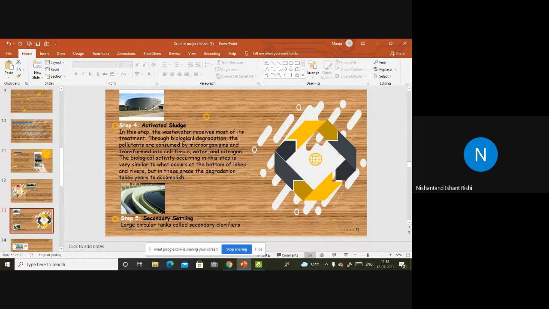Step 4, activated sludge. In this step, the wastewater receives most of its treatment. Through biological degradation, the pollutants are consumed by microorganisms and transformed into cell tissue, water, and nitrogen. The biological activity occurring in this step is very similar to what occurs at the bottom of lakes and rivers, but in these areas, the degradation takes years to accomplish.